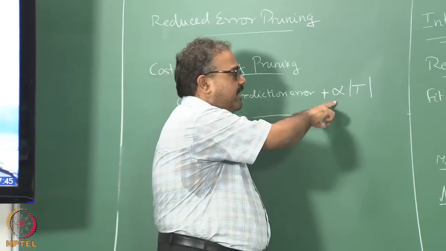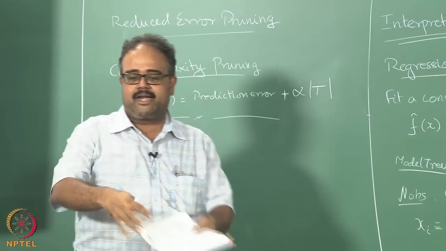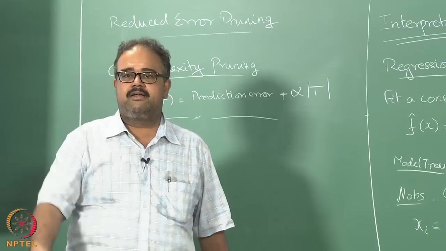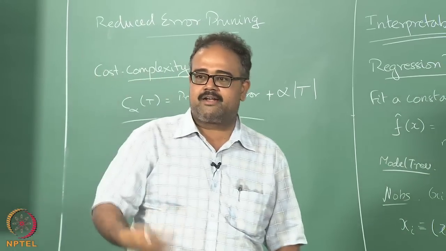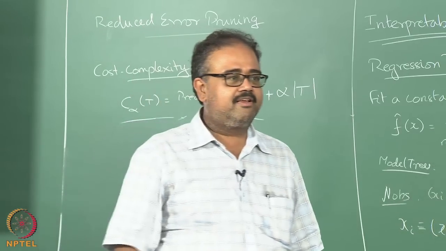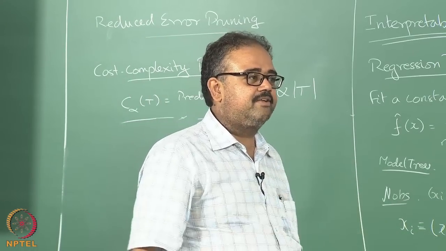So essentially, what you do with alpha is you pick a choice of alpha and try to do the pruning on 5 different validation sets, and then pick another choice of alpha, try it on the same 5 validation sets. You pick another different alpha, try it on the same 5 validation sets, and then pick the alpha that gives you the best.